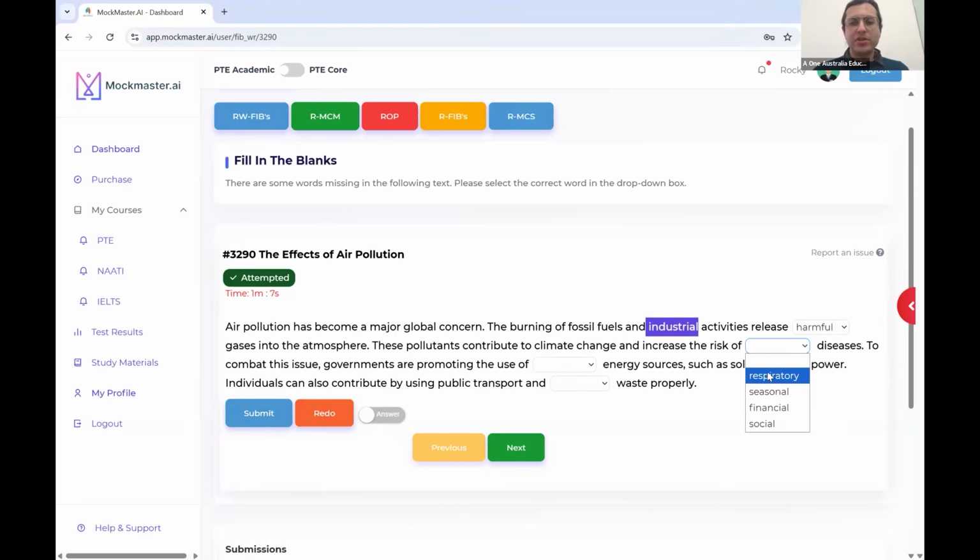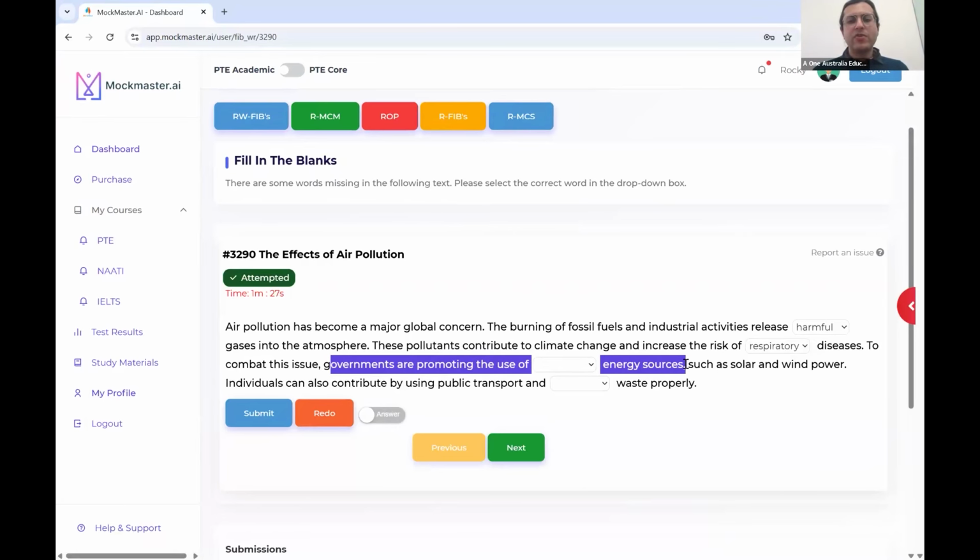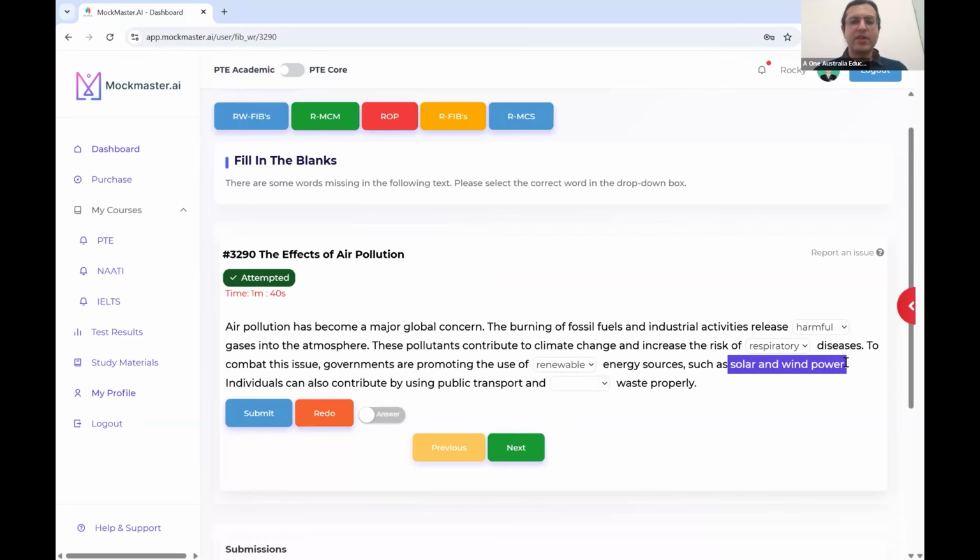so they cause pollution, and the diseases would be respiratory diseases, meaning related to the respiratory tract in our body. To combat this issue, combat means to fight, to challenge. Governments are promoting the use of dash energy sources. Now, obviously, if you want to fight climate change, you need renewable energy sources, right? So it should be promoting the use of renewable energy sources such as solar and wind power. Even the examples clearly mention solar and wind power, which are renewable.